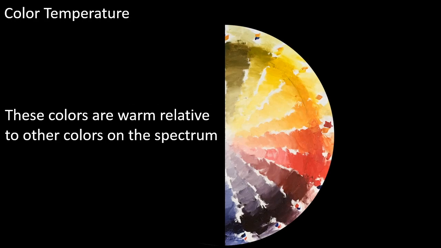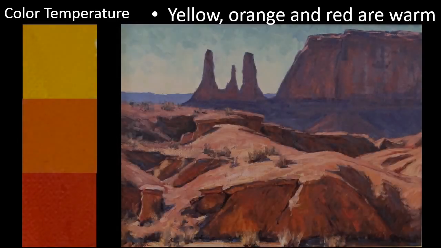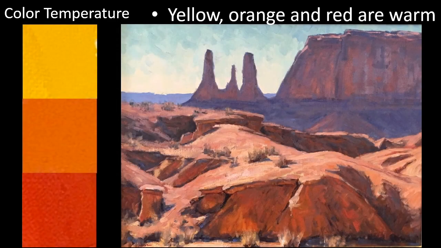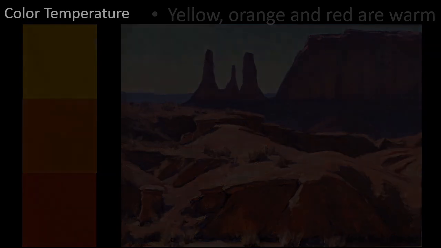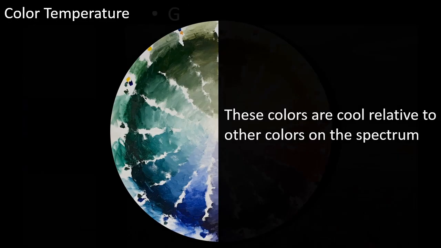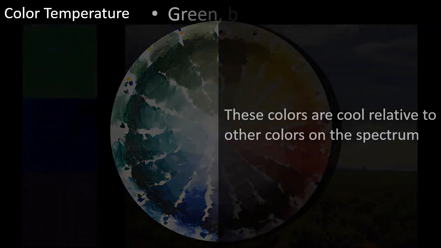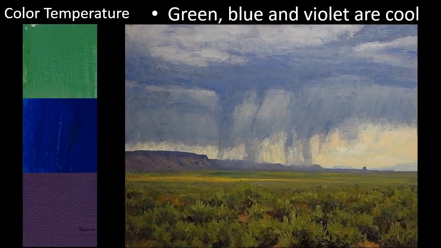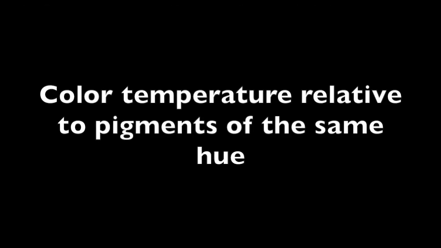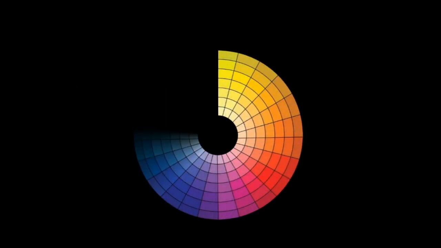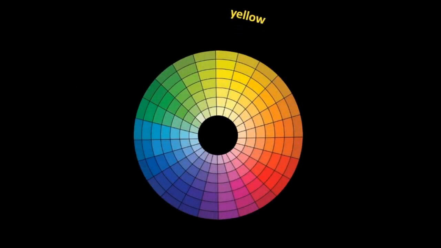There are two levels of understanding when it comes to a paint's temperature. One is relative to other colors, and the second is relative to pigments of the same color. In order to determine the temperature of a paint, it can be compared to other colors on the spectrum. Understanding the direction that a pigment leans towards on the color wheel allows the artist to control the intensity of their color mixtures.